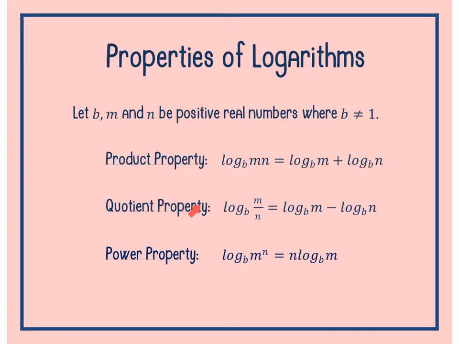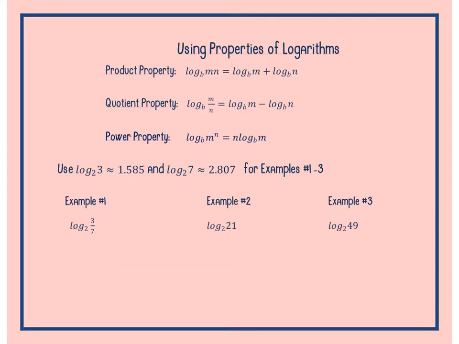If you have the quotient property, a quotient means division. So if you have M divided by N, we're going to subtract. And if you have log base B of M raised to the n power, the power property says that this n, your exponent, is going to come in front of it. So these three properties are going to be used throughout this lesson. So I put the properties on there again, but they're not going to be on any more slides, just this one. So let's look at this.